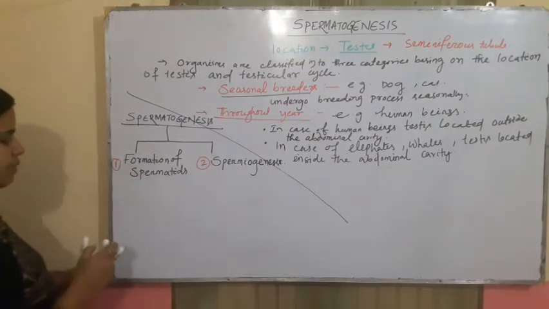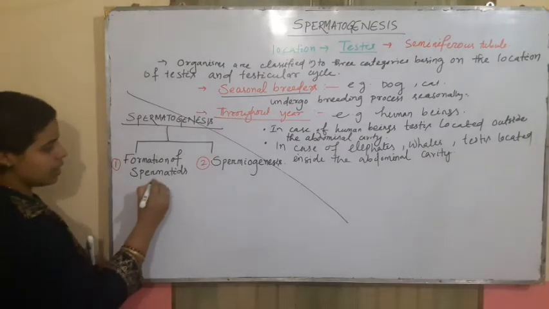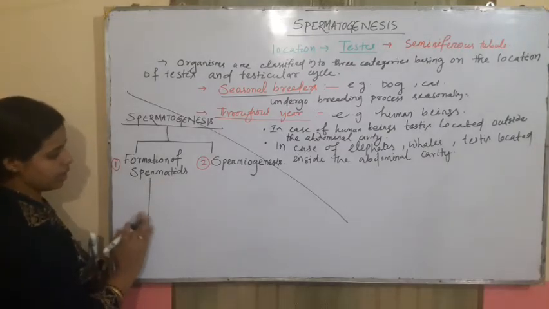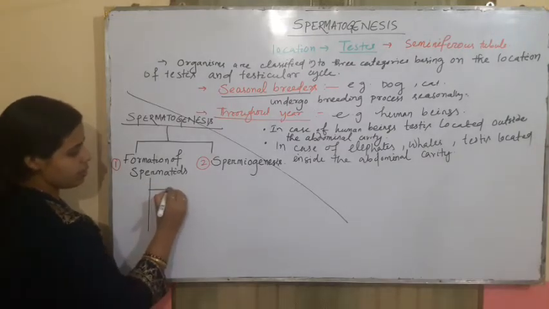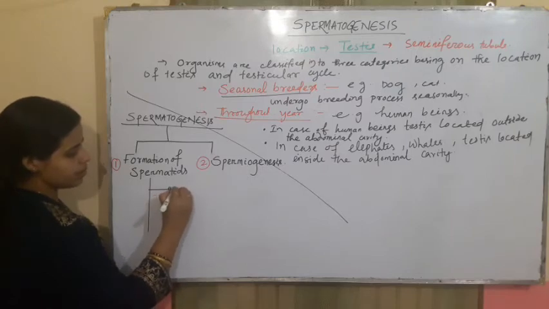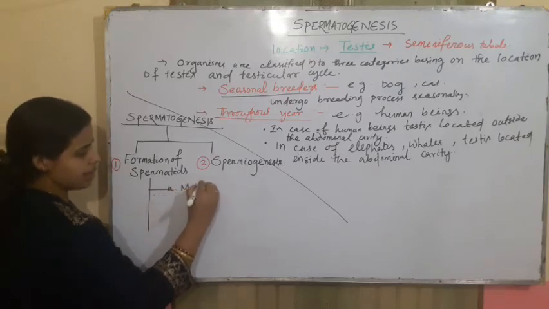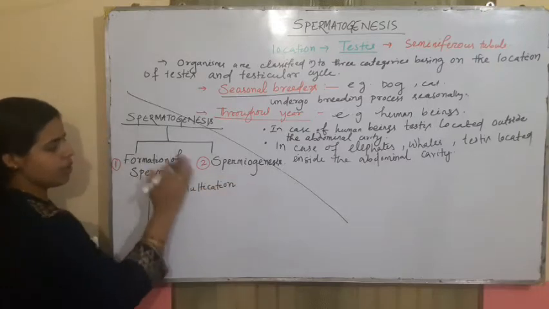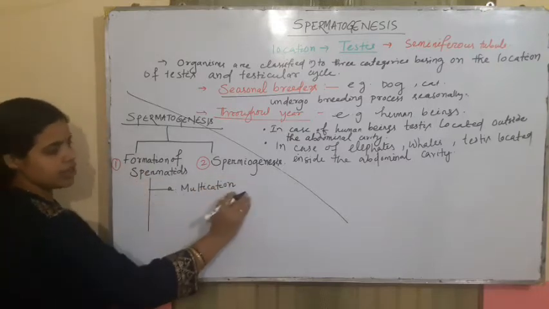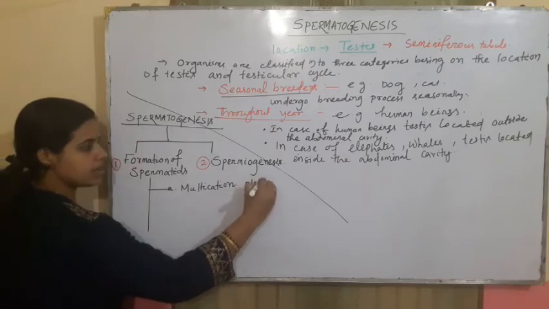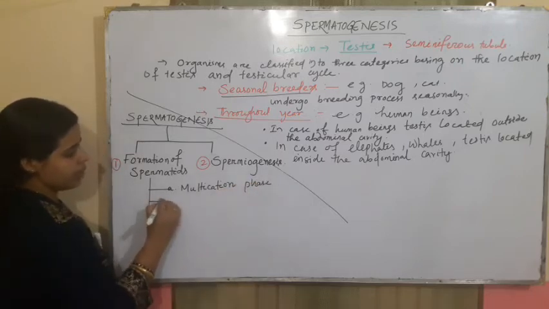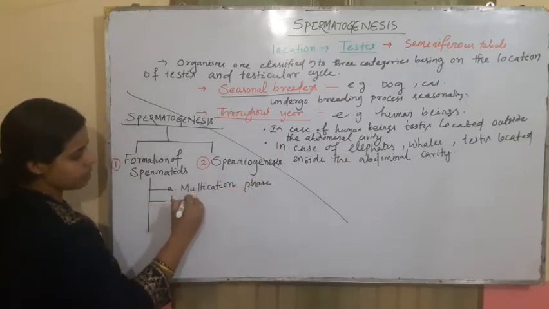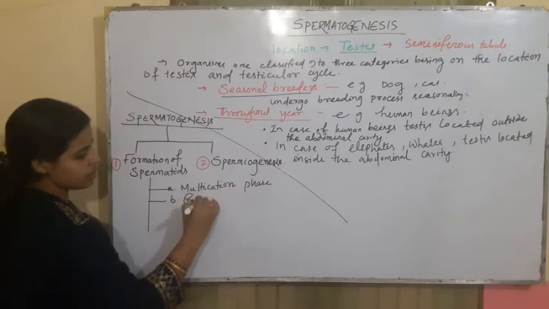This formation of spermatids is divided into certain phases. The first one is the multiplication phase. The second one is the growth phase.